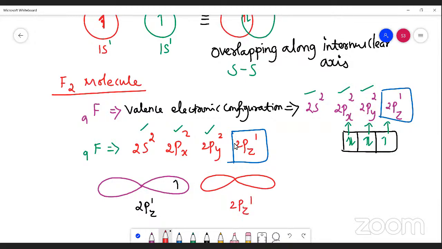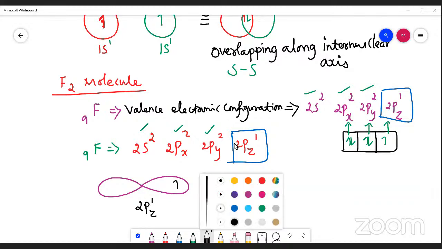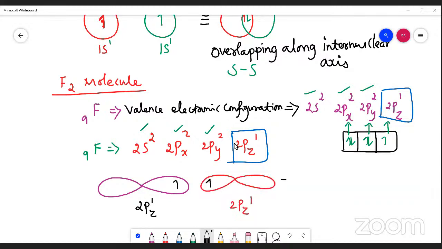This also contains how many electrons? Only one electron, like this. Now these two atomic orbitals overlap linearly, and it forms a covalent bond. But how does this linear overlap happen? So this will be present like this, and this will be like this.